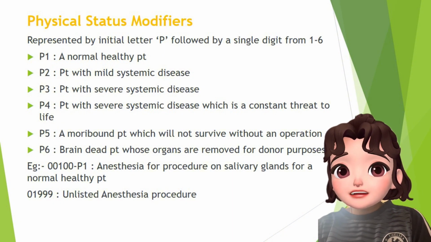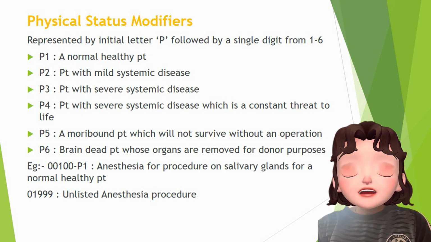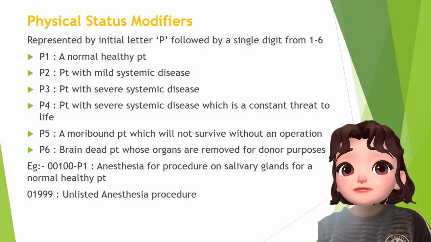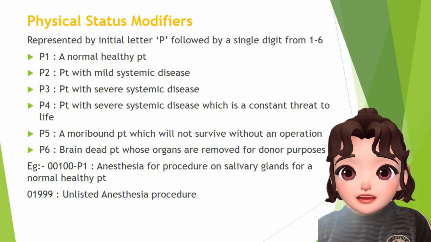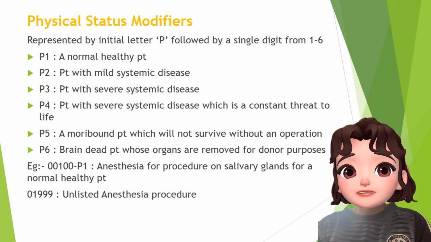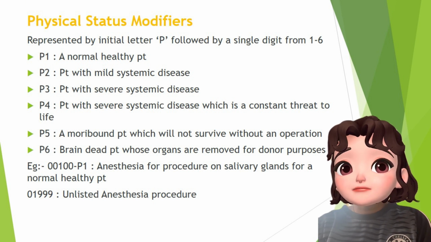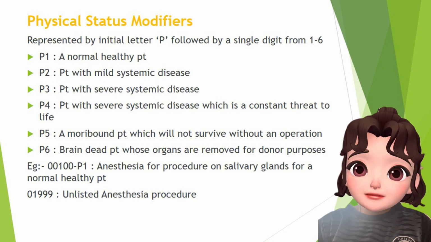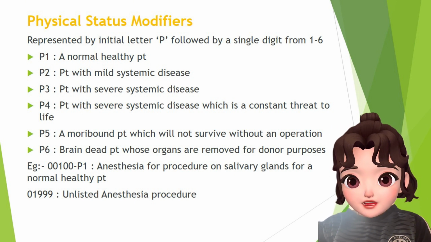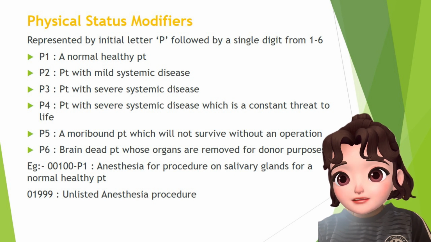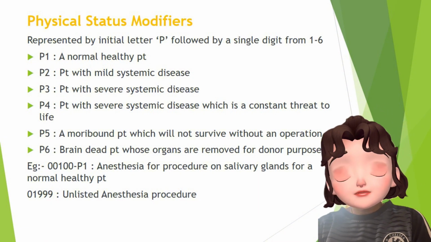These are the physical status modifiers, which are anesthesia modifiers. These modifiers are represented by an initial letter P followed by a single digit from 1 to 6. P1 represents a normal healthy patient, P2 represents a patient with a mild systemic disease, P3 represents a patient with severe systemic disease, and P4 represents a patient with severe systemic disease which is a constant threat to life. P5 represents a moribund patient who will not survive without an operation. That kind of patient is called a moribund patient. Then P6 is a brain dead patient whose organs are removed for donor purposes.